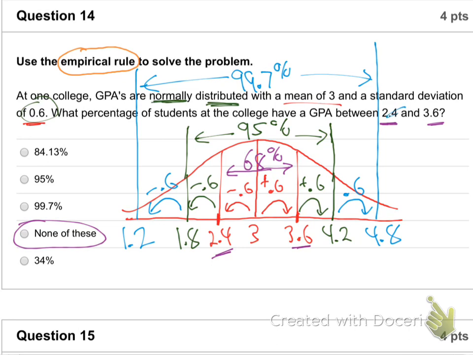So instead of 2.4 and 3.6, I might have said 1.8 and 4.2. Then it would be those two, and it would be 95%. It'll be something like that. Make sense on that? We good?